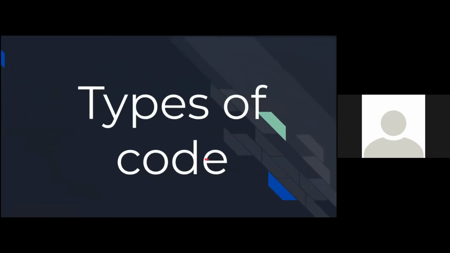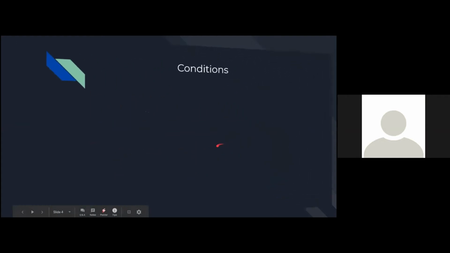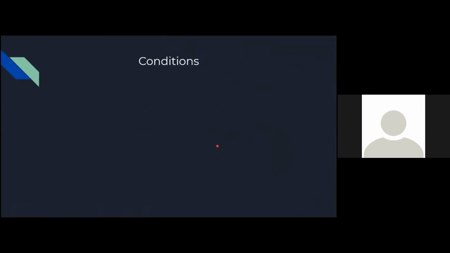So there's many types of code. I'm gonna show you the most basic, probably the one that most people use. We're going to see examples of code later. There's conditions.